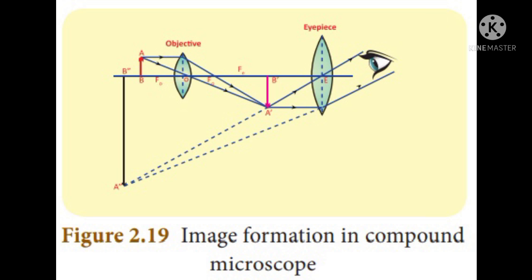The position of the eye lens is adjusted in such a way that the image A'B' falls within the principal focus of the eyepiece. This eyepiece forms a virtual, enlarged and erect image A''B'' on the same side of the object. The compound microscope has 50 to 200 times more magnification power than the simple microscope.